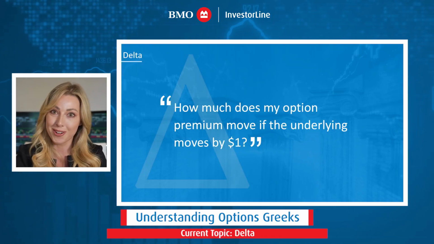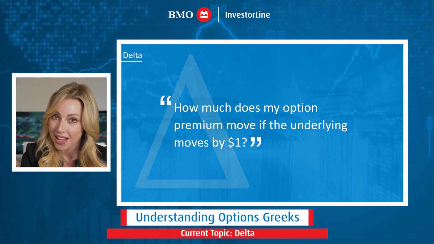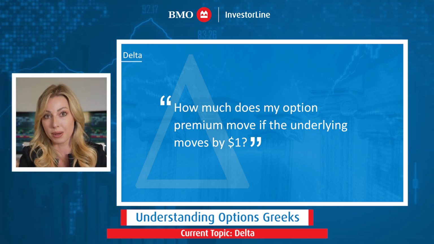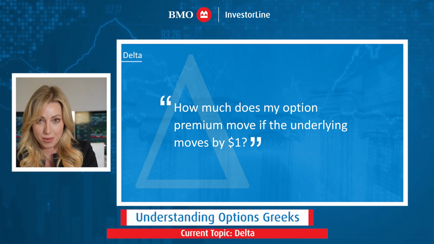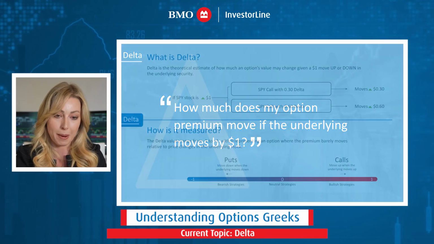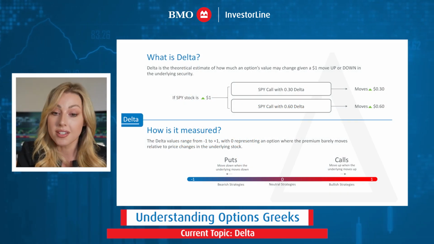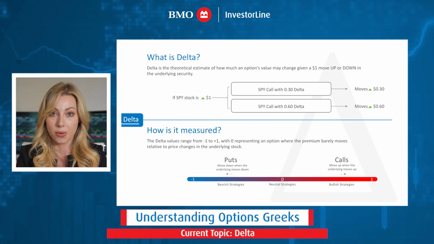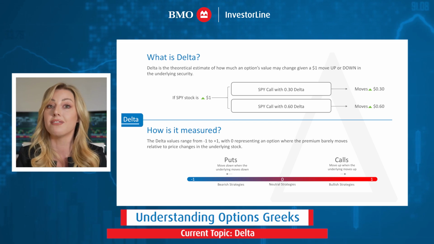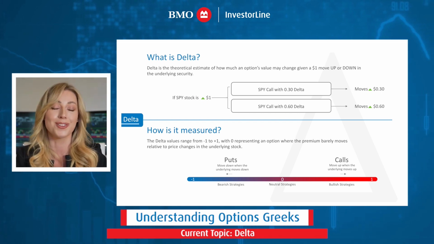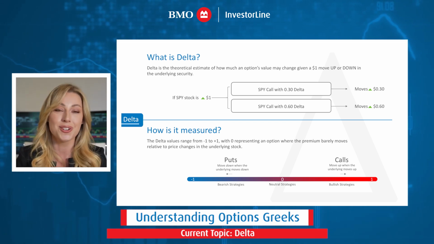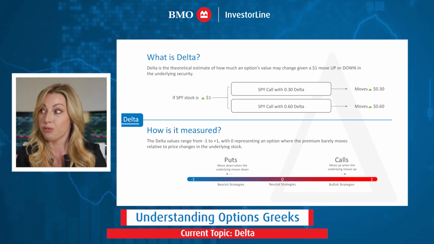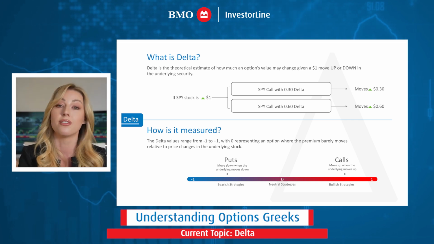So let's talk about our first Greek, which is delta. Now, delta by definition answers the question, how much does my option premium move if the underlying moves by $1? Now, delta is just measuring the intrinsic value component. So does this contract have executable value or not? There's lots of terminology used here, intrinsic value, in the money value, but all it means is, is it more favorable to utilize the terms of this contract versus the market?